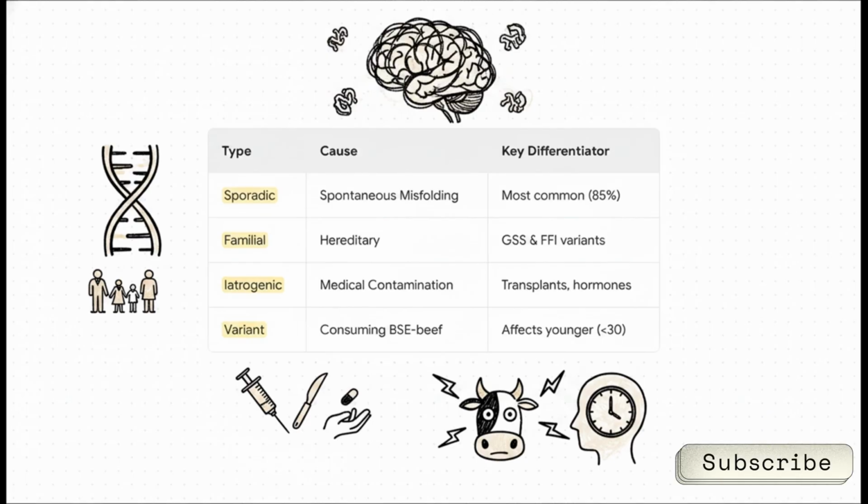Sporadic is the most common. It's just random. Bad luck, a protein misfolds for no reason. Familial is genetic. You inherit a faulty gene for the prion protein. Iatrogenic means it was caused by a medical procedure. Think contaminated surgical tools, corneal transplants, things like that. And finally, you have variant CJD. This is the one you get from eating beef contaminated with bovine spongiform encephalopathy, better known as mad cow disease. The biggest clue for variant CJD is that it hits a much, much younger crowd.